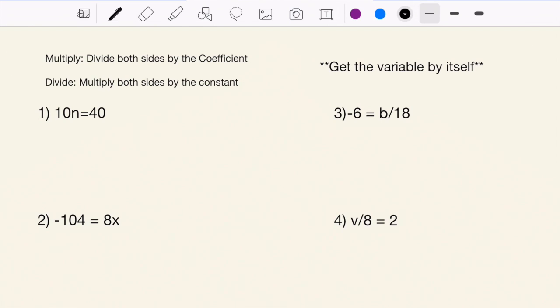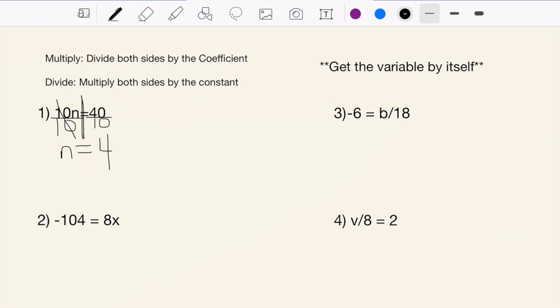So what that would look like, for example, in number 1: we have 10n equals 40. And if you remember, when you have a coefficient and a variable next to each other, it means they're being multiplied. So in this case, since we're multiplying, we're going to do the opposite of multiply to get that n by itself. So I'm going to divide by 10. 10 divided by 10 is 1, so we're left with 1n on that side. And then we're going to divide 40 by 10. When we divide 40 by 10, we are left with 4. So n equals 4.